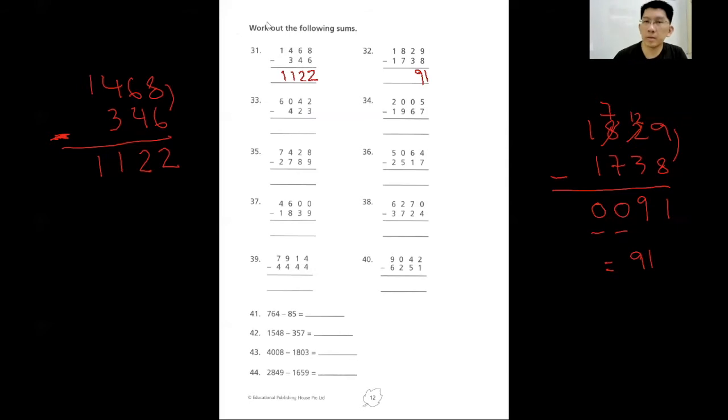Okay. I'm going to redo it so that I write it nicely, because in 91, the 10 belongs to here and the 1 belongs to here. Okay.